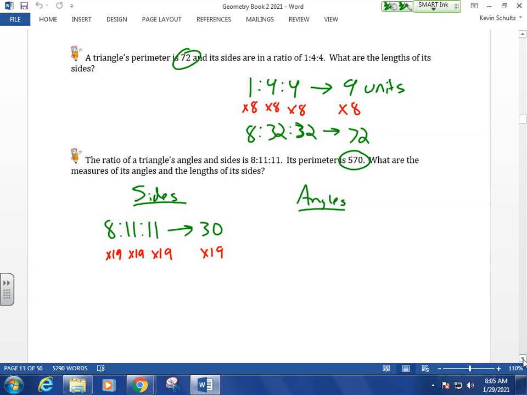Eight times 19 is 162. 11 times 19, 201. And 201.